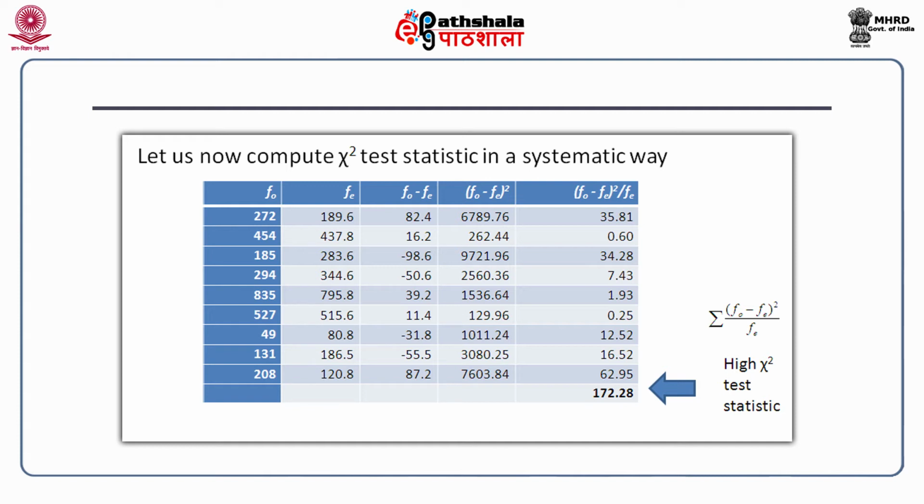As I told you already, it's inversely proportional. If you're getting a very high chi-square, that means your p-value is going to be very low. Here the chi-square value is quite high, so you expect your p-value to be very low.